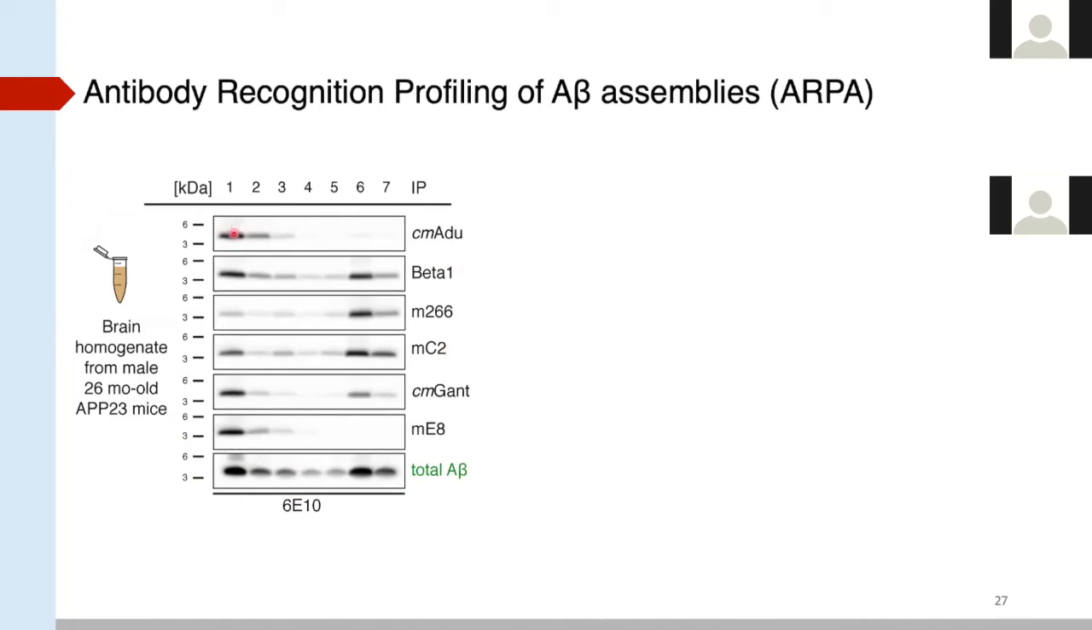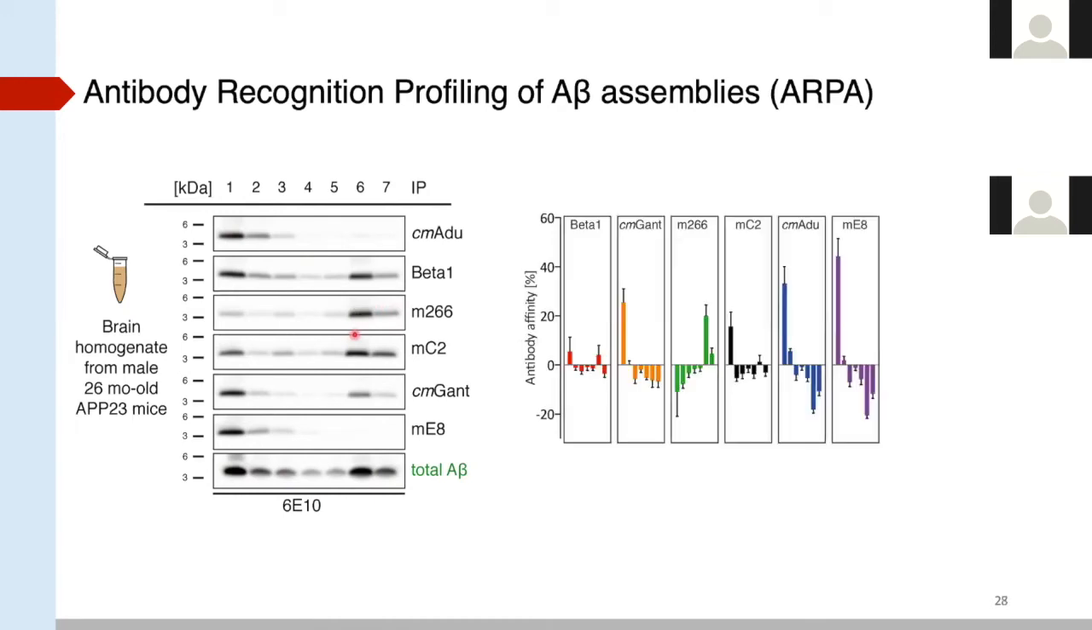So this is high molecular weight fractions, and down here, 1 to 3 are high molecular weight fractions, 6 and 7 rather low molecular weight fractions. And ADO almost exclusively recognizes high molecular weight fractions, whereas M266, for example, almost exclusively targets the low molecular weight fractions. This is also nicely seen in this antibody affinity plot.